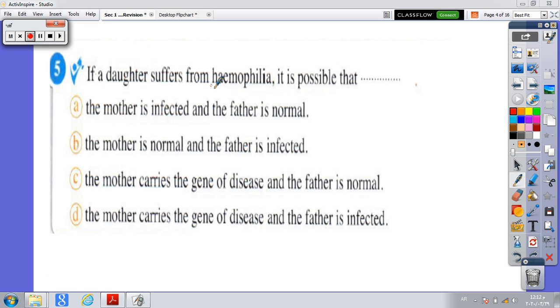If the daughter suffers from hemophilia, it is possible that the daughter's X chromosomes suffer from hemophilia, which is a recessive gene, so it must be H small. Okay, it's possible that the mother is infected and the father is normal? Can we say the father is normal? No. The mother is normal and the father is infected? No. The mother carries the gene of the disease and the father is normal? The mother can be a carrier, so she may be hybrid, but the father is normal? No. The mother carries the gene of the disease and the father is infected?